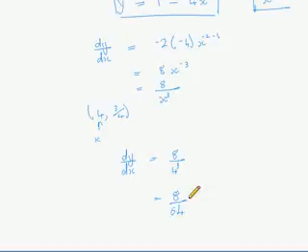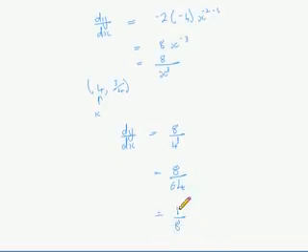Once we have that, we know just by simplifying that gives us 1 over 8, which is 8 over 64. I think that's the answer.